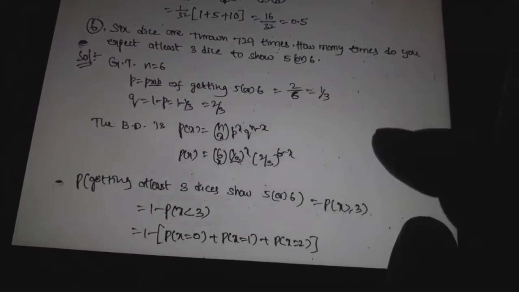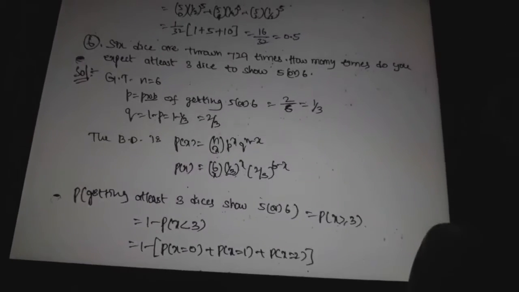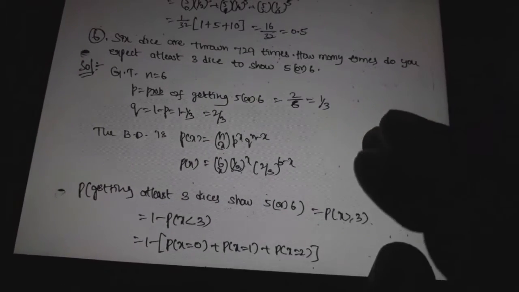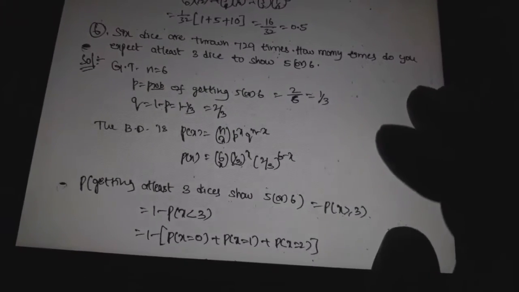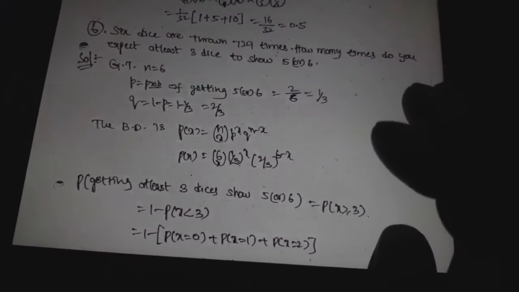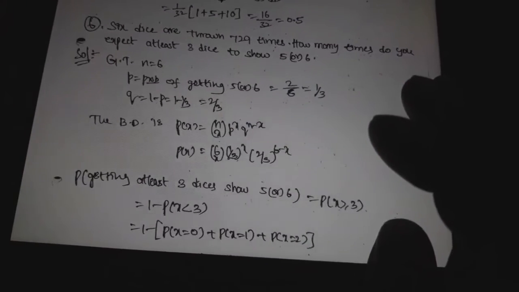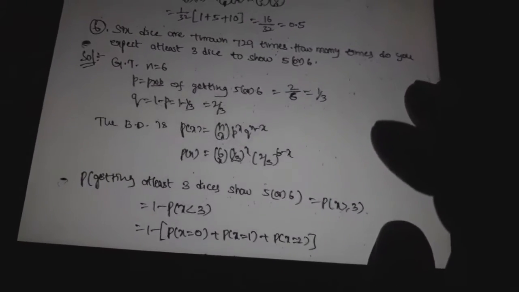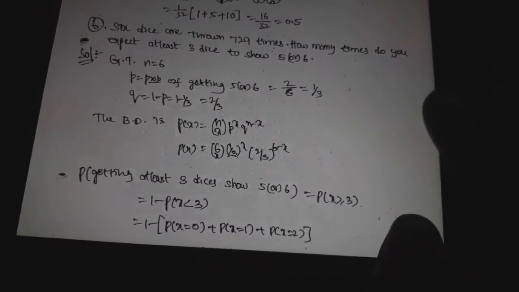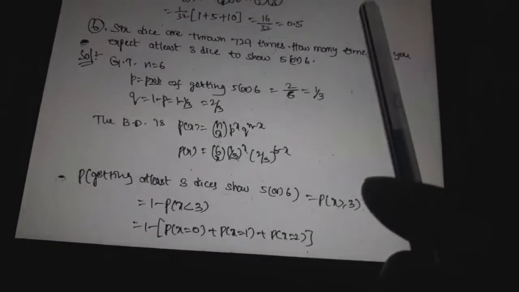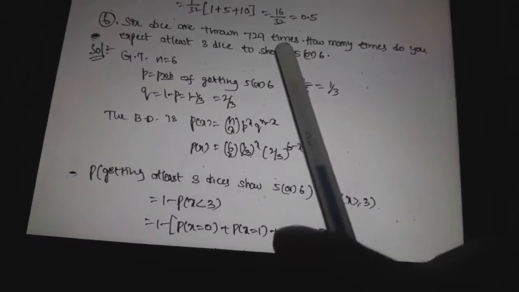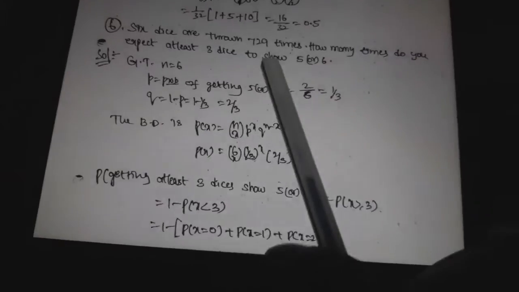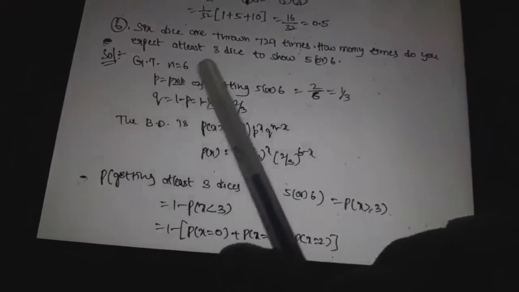Like this, one more problem is given. It is similar to that only, but that was a coin problem and this one is a dice problem. 6 dice are thrown 729 times. How many times do you expect at least 3 dice to show 5 or 6? n is 6. The 729 is capital N. At the time of finding the expected value, they will consider 729 times the respective probability. That's why don't bother about 729 here. Small n is 6 dice only.